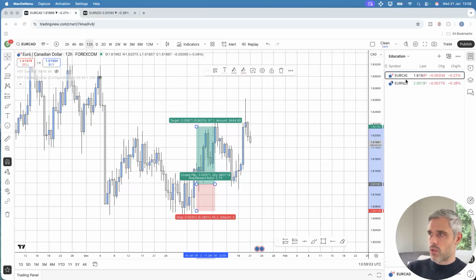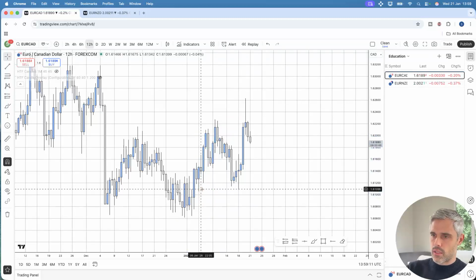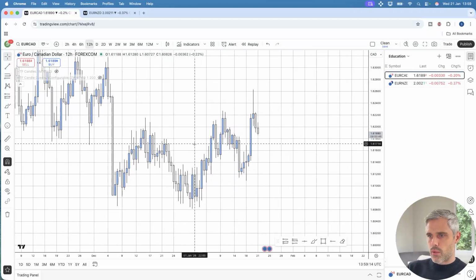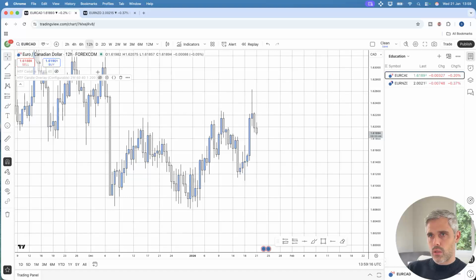We'll then check them out across EuroCAD and EURNZD to actually get a read on how to execute these entries. So if we start here on EuroCAD, I'm just going to take this away, and I'm going to show you exactly what's going on with price. So I'm looking at the 12-hour time frame, and I'm looking to enter a swing position. So I want to overlay some higher time frame context to understand exactly what's going on.